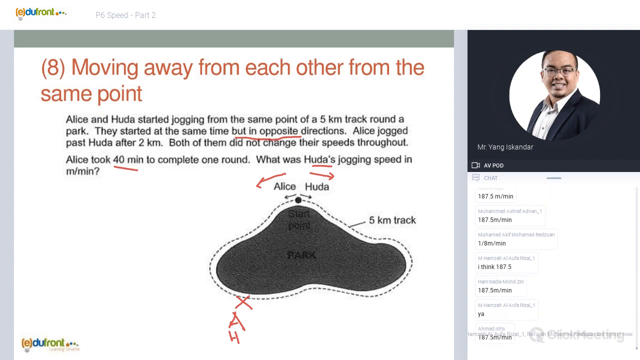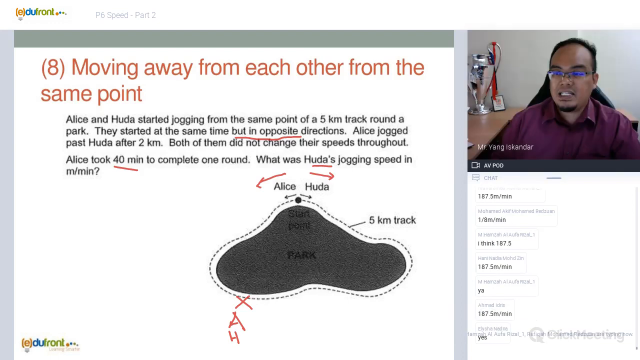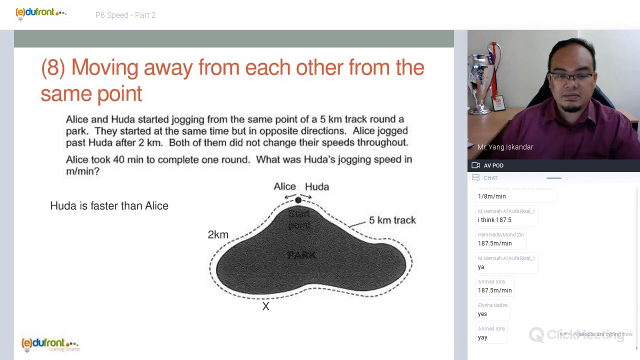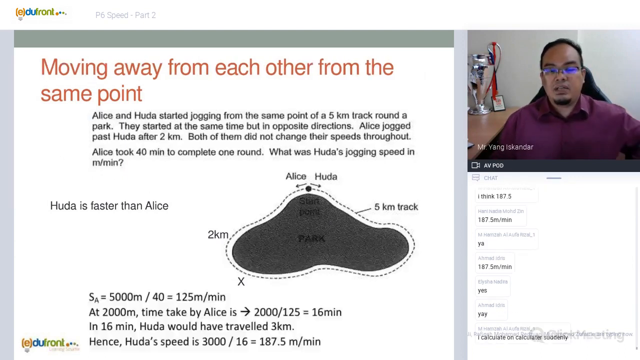The answer is 187.5 meters per minute. Okay, let's see how you solve this question. So we know that Huda is faster than Alice, right, when they meet here. More importantly, let's take a look at all the information given to you.